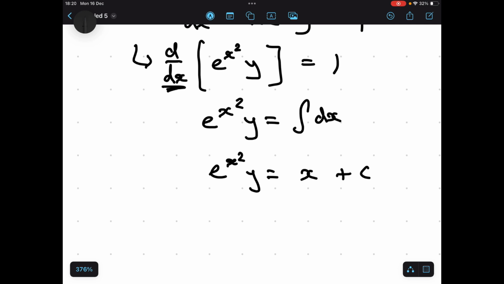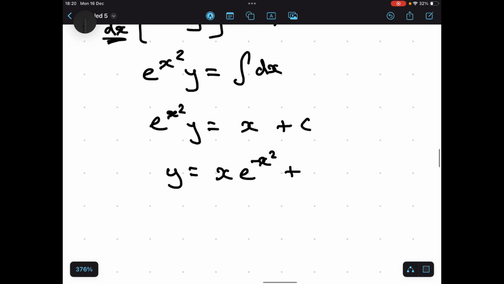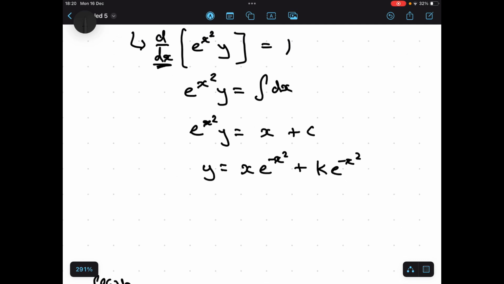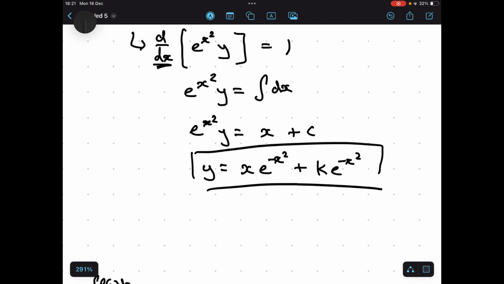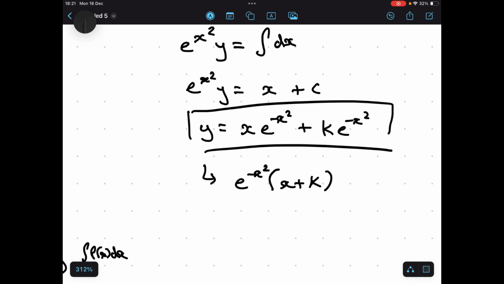Do you need to put the plus c in here? And then put y equals, and then divide by x. You can put x over e to the x squared, but I'm just going to put e to the negative x squared, just because it's nicer. And then plus, you can put c. I'm going to put k instead, just because it's neater. But you can put c if you want. And you're left with this. And that is your solution to the equation. If you want, you can write it like this, e to the negative x squared, and then put x plus k, like so. And yeah, there we go. Yeah, that's pretty cool.